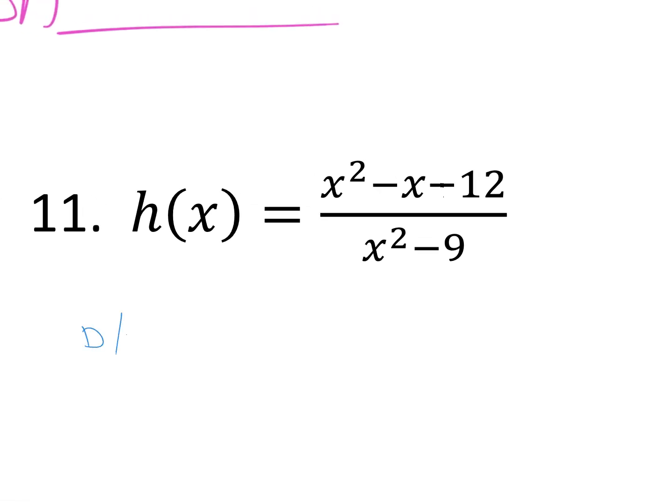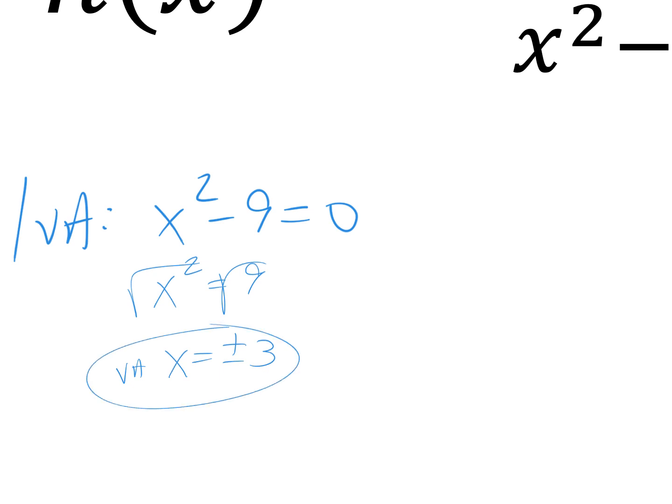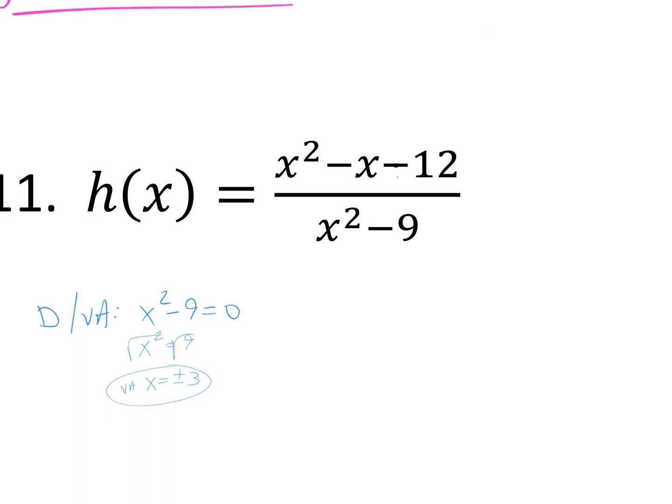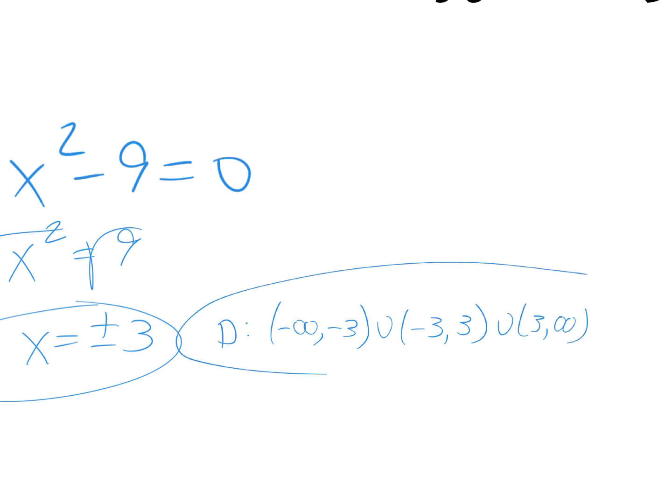So domain and vertical asymptote. I look at the denominator. Hopefully I've said that so many times in this last class period. When I work this out, I get x squared equals 9. Take the square root. You get x equals plus or minus 3. That's your vertical asymptotes. That's also your domain. What's my domain? Negative infinity to -3, union -3 to 3, union 3 to infinity. Perfect.